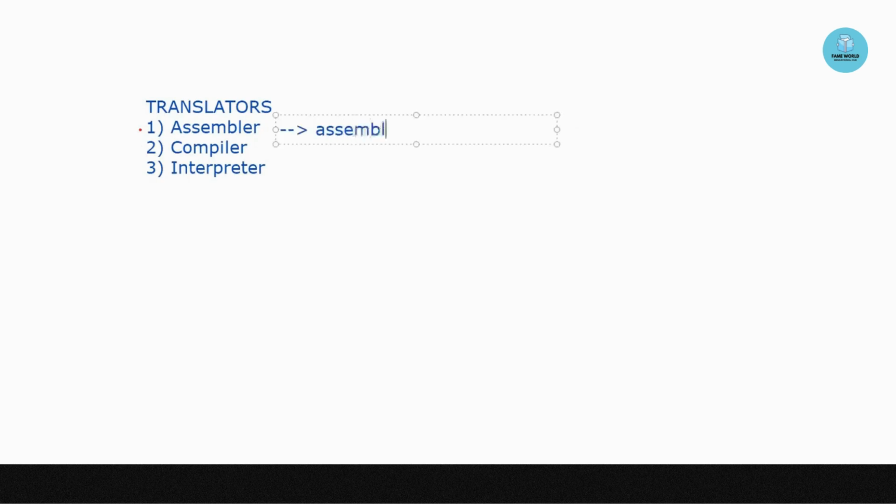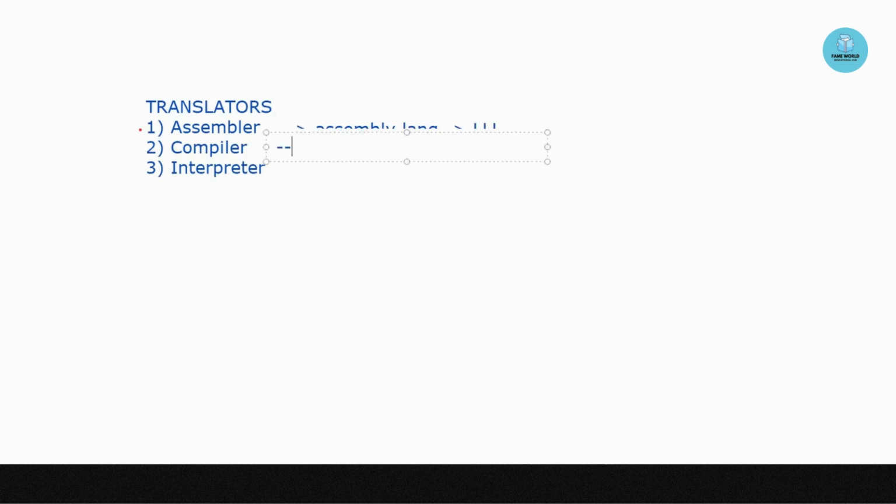System translators, or you can say translators. There are system softwares named translators, and there are three different types of translators: assembler, compiler, and interpreter. These are the different types of translators which are present. The assembler is basically used for the conversion of assembly language to low level language. Low level means machine language actually.